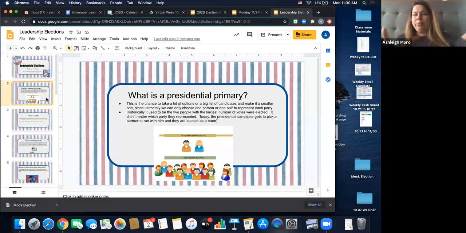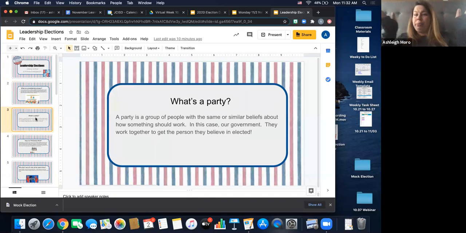So what's the presidential primary? It's a tough question, and they don't talk about the process a whole lot. We just do it. A presidential primary is the opportunity to take a big list of candidates or options and make it small. We ultimately want to choose one person or one pair to represent a group of people. Historically in the United States, our candidates were the two people with the most votes, so it didn't matter which party they were a part of. But that is not how we do it. Our presidential candidates pick a friend from their party, and I use friend to mean someone like-minded to join them to be a team. So presidential primary: big group to small group.